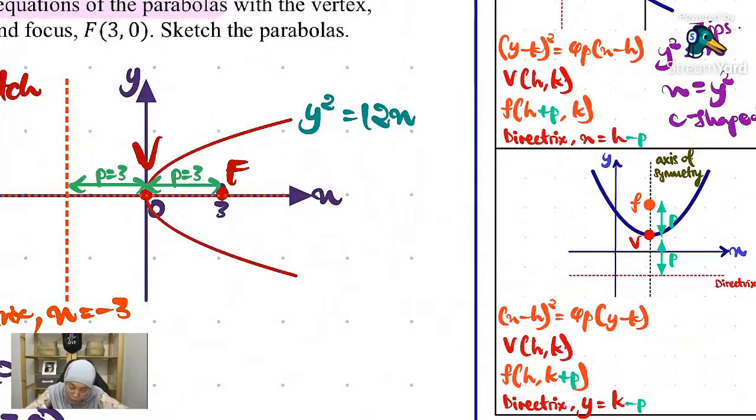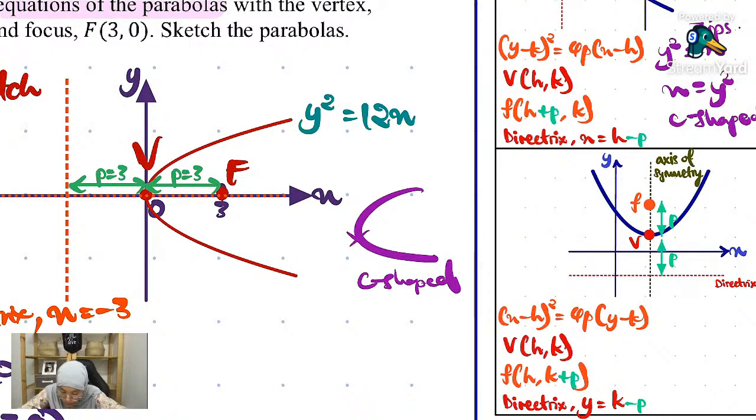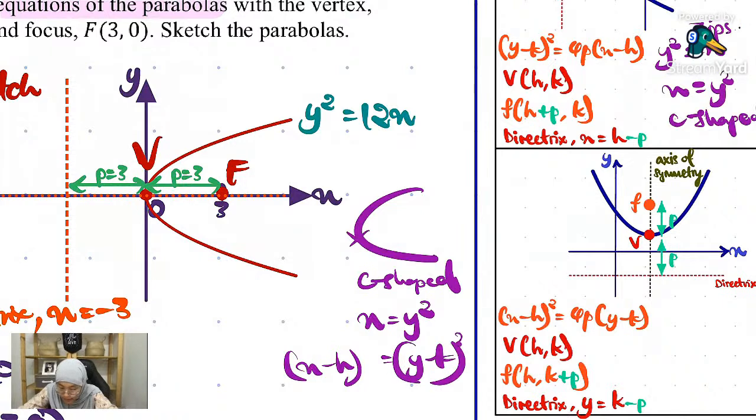Let me write down nicely. It's a bit hard to see. Okay, so I know that this is C shape. C shape is X equals to Y squared, isn't it? And so I know that X has its partner, X minus H, and Y is Y minus K. This is confirmed, we know it already. Okay, we already know this.